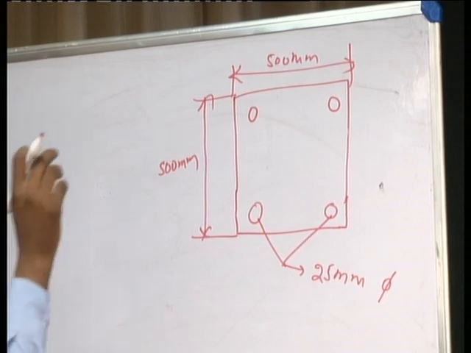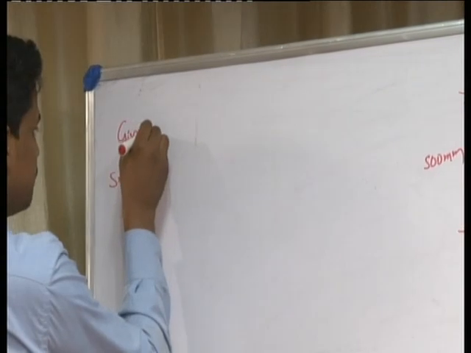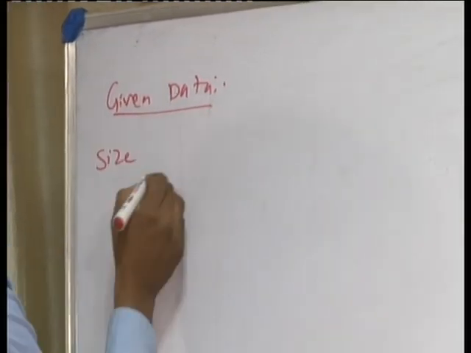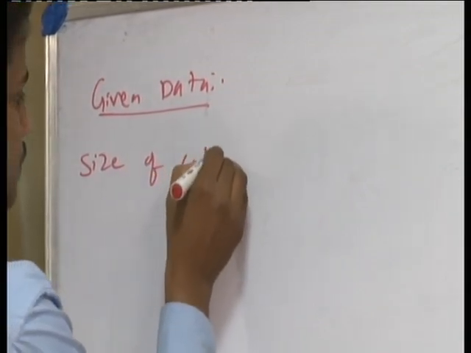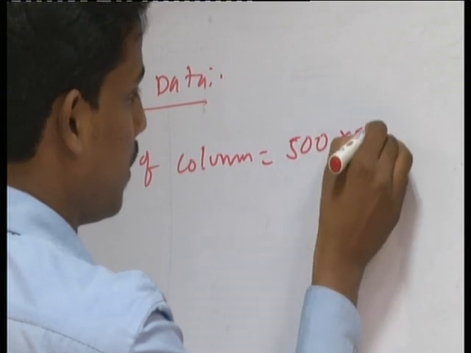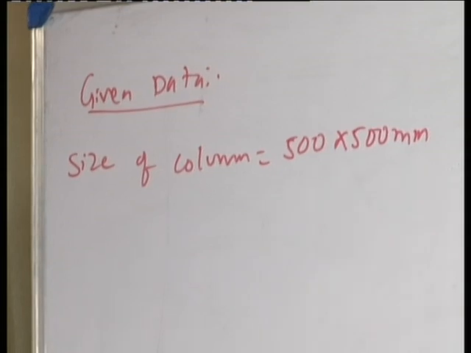So the column size is 500 mm by 500 mm. Here the given data: size of column, 500 by 500 mm.